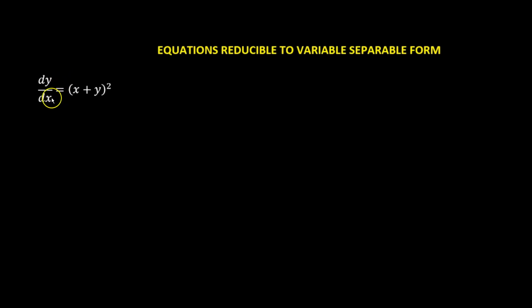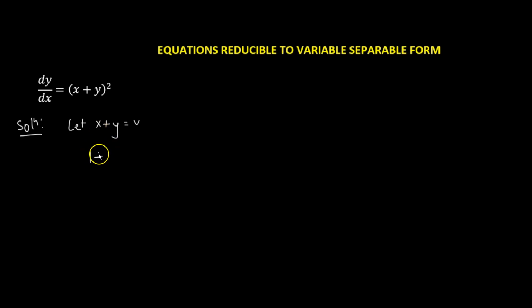So here we have to solve this particular differential equation by using the method of variable separation. So first, we have to reduce it to a variable separable form. To do that, we will assume that x plus y is equal to some variable v, and then we differentiate both sides with respect to x.